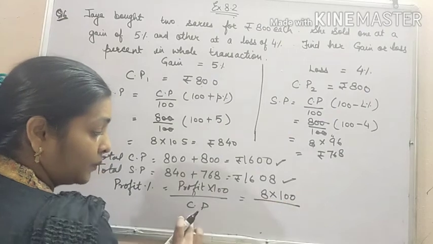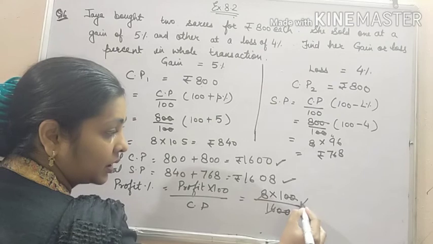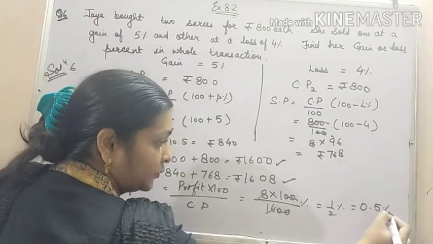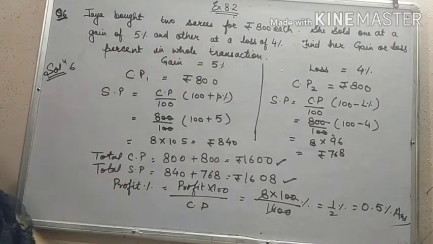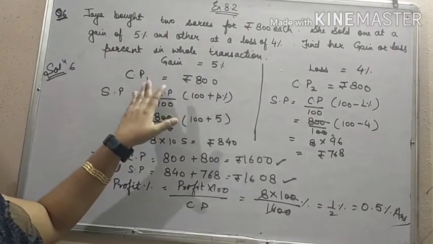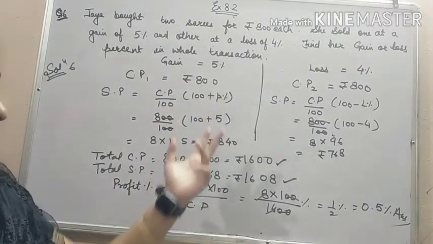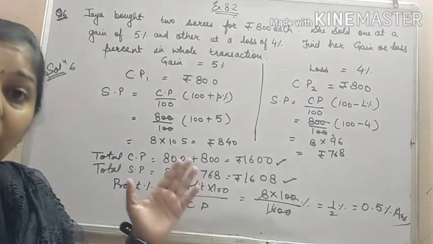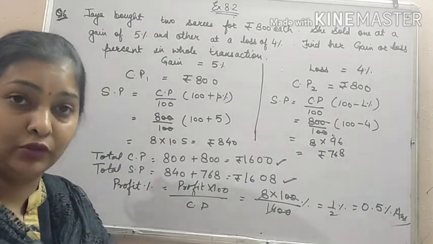Multiply by 100 upon CP. CP is 1600. That is 1 by 2%, which can be written as 0.5%. This solves our problem. So whenever such a type of problem is given to you, you have to find SP for the profit as well as for the loss. Add both the CP, add both the SP, and then find out whether it is a case of profit or a case of loss, and find the net profit or net loss. Is that clear?